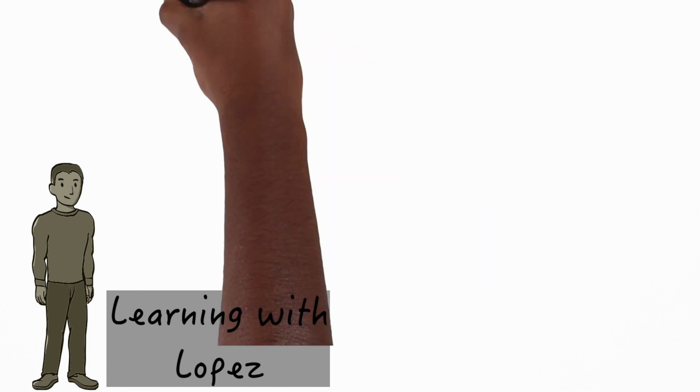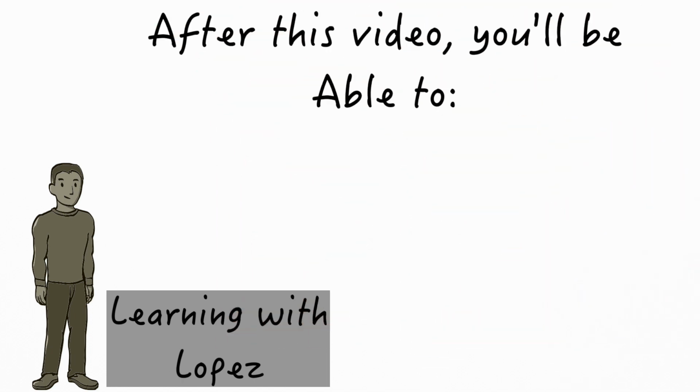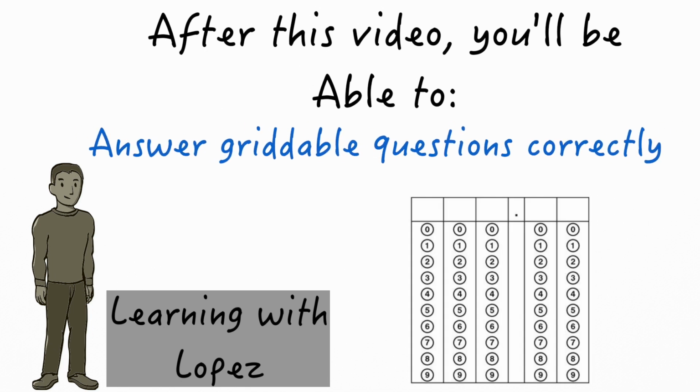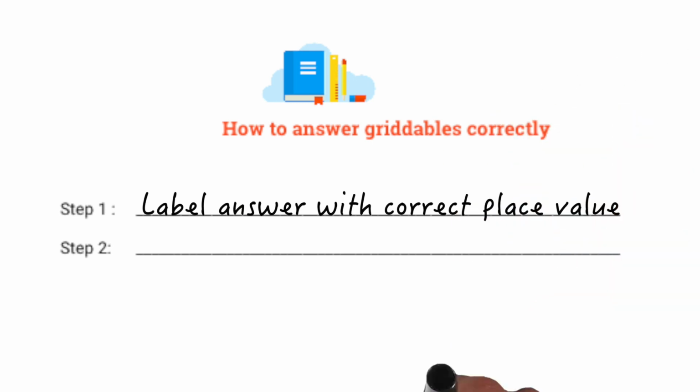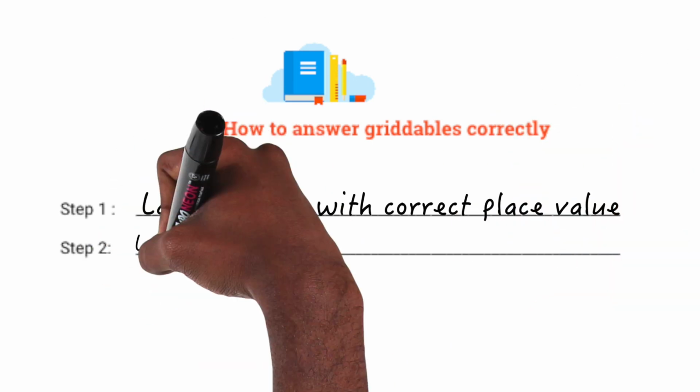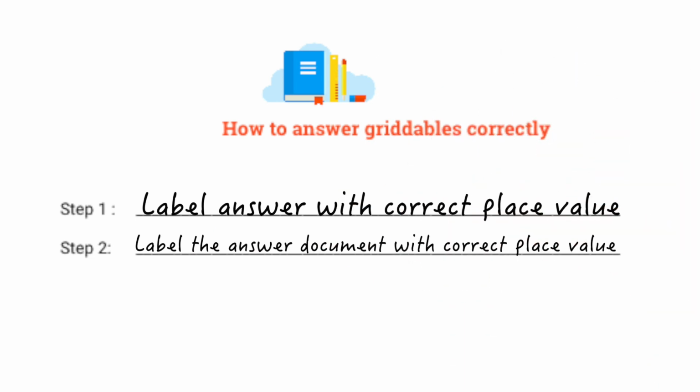Today, we're going to review how to answer griddables correctly. Let's get started. The first step is to label your answer with the correct place value. The second step is to label the answer document with the correct place value.